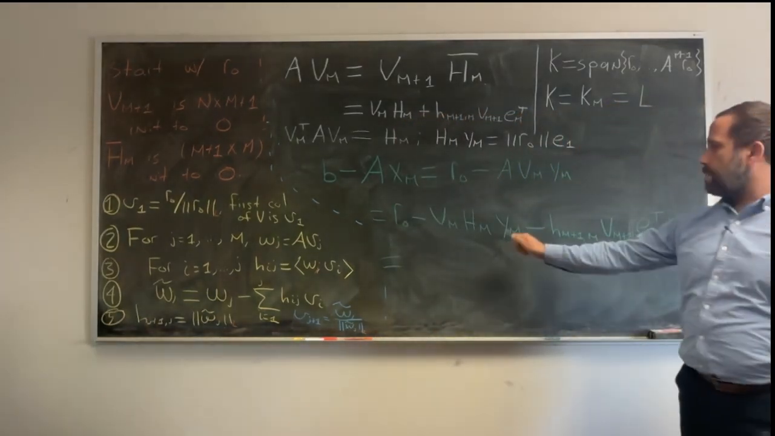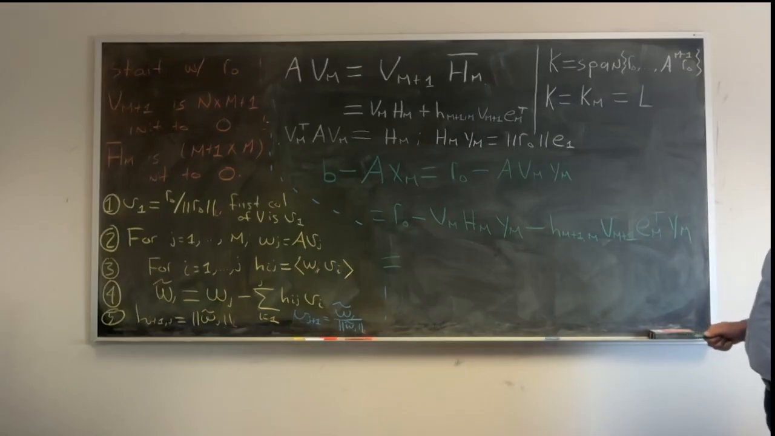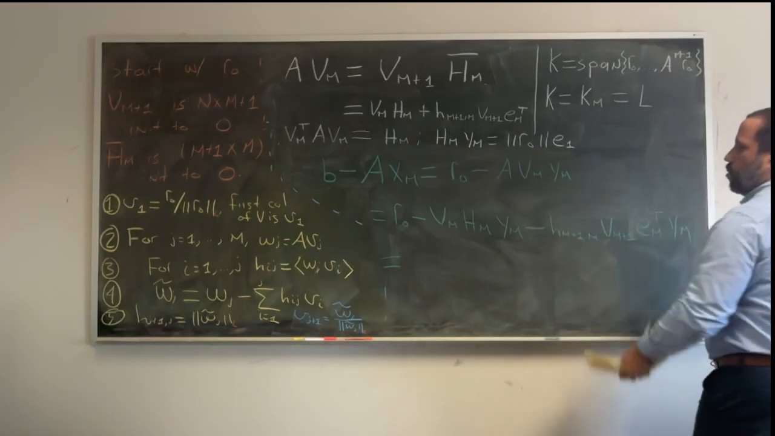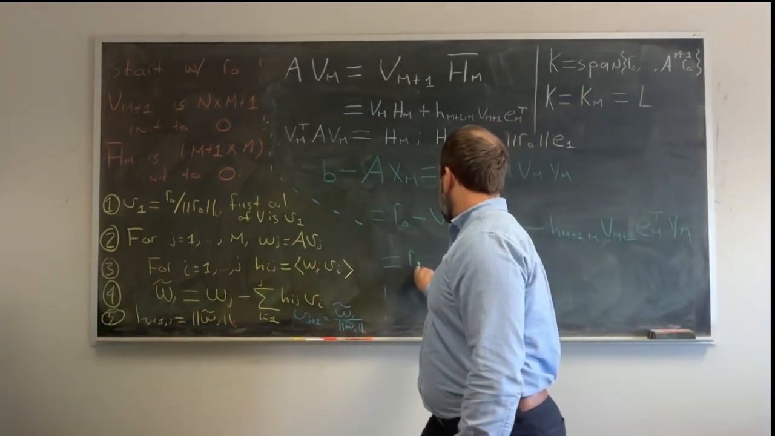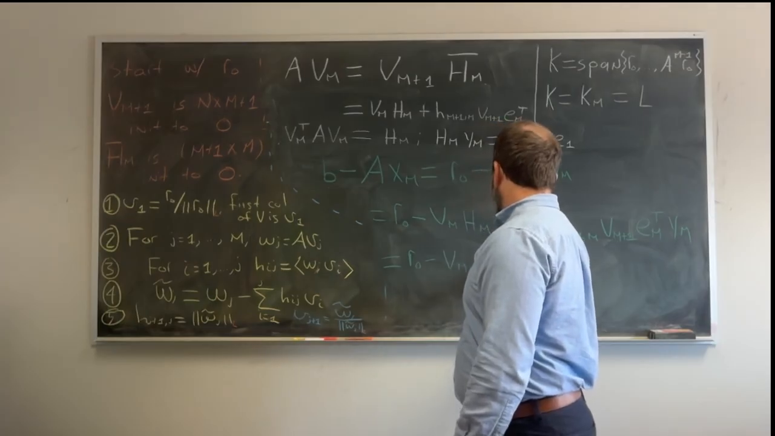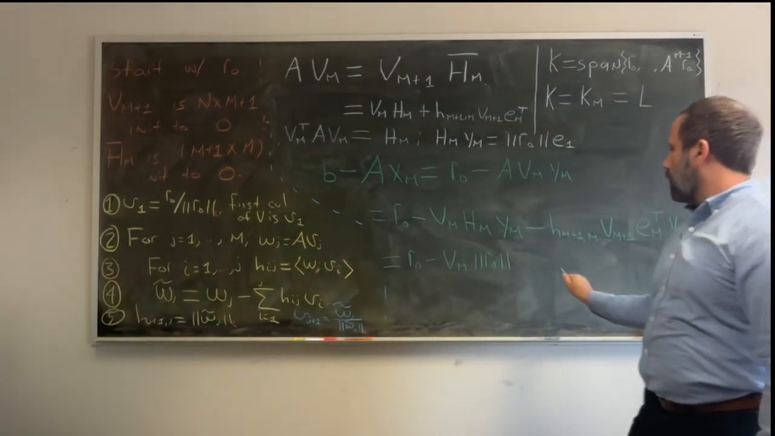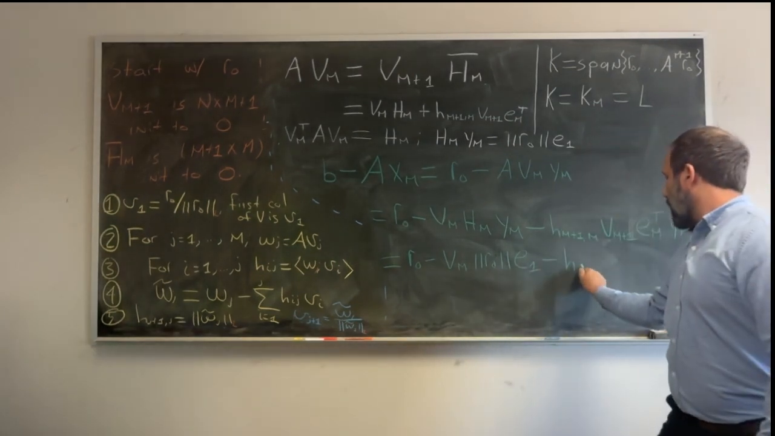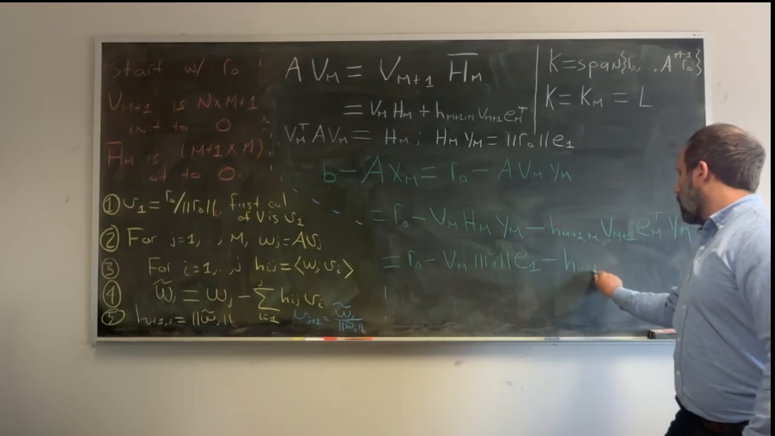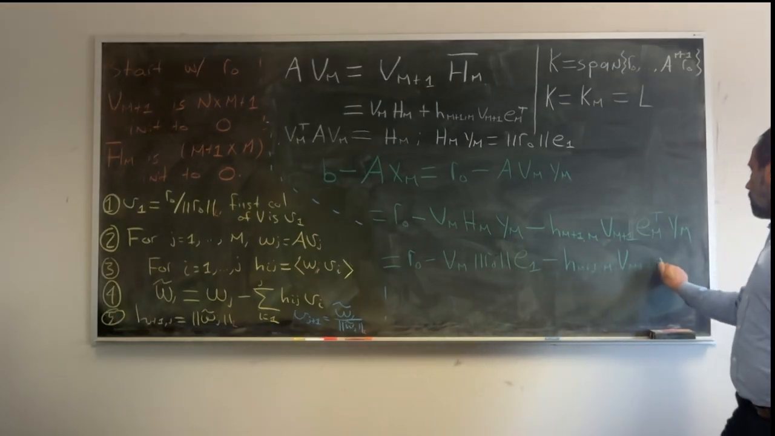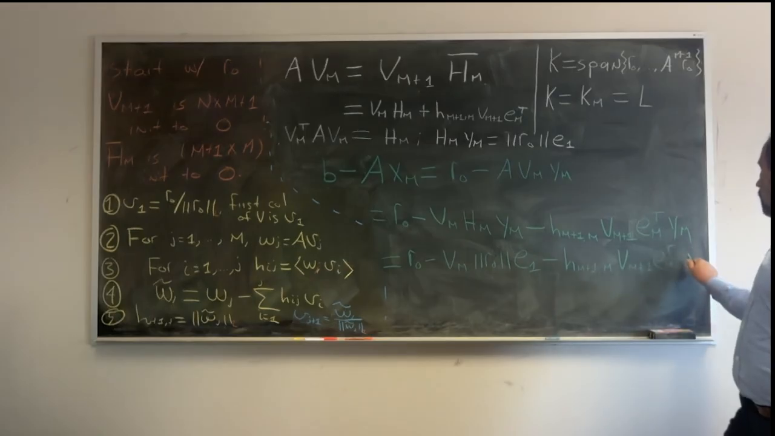What is VM HM times YM equal to? Well, HM times YM is R naught E1. So we're going to have R naught minus VM R naught E1. And then minus this part here, H M plus 1, M, V M plus 1, EM transpose YM.